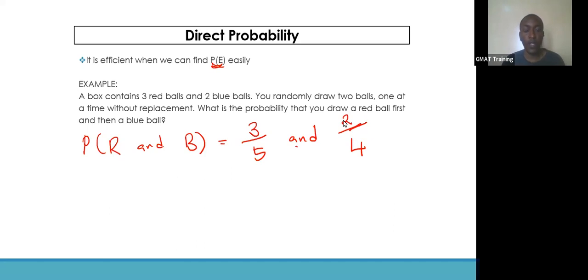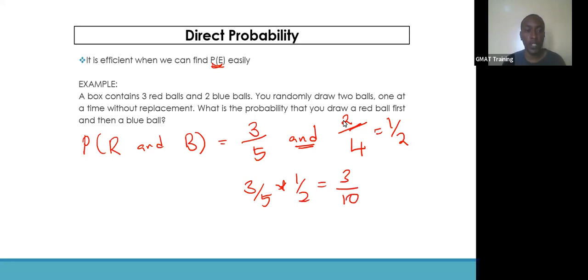So in terms of formula, we have 3 being the successes for the red ball first and 2 being the successes for the blue ball being the second one. And so this is half, and since you have "and", we said "or" means addition and "and" means multiplication. We multiply whatever values we have, 3 over 5 times a half, 3 over 10.